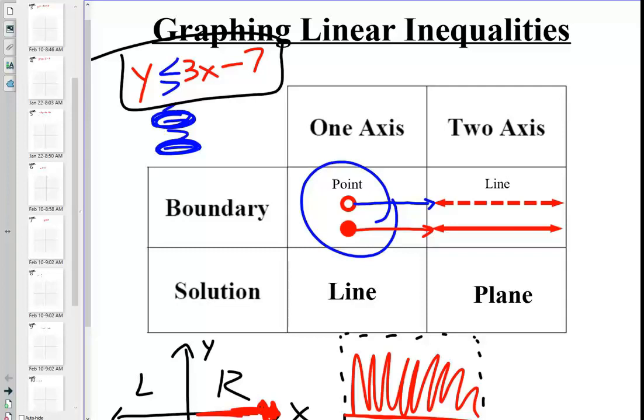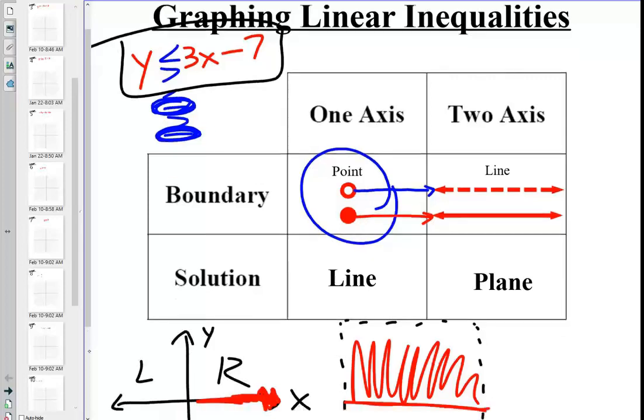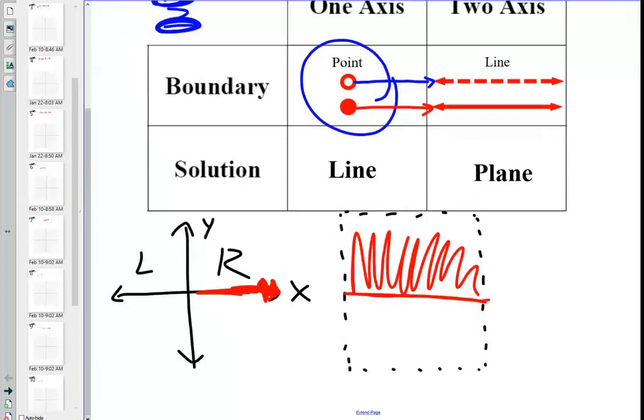What makes something be in slope-intercept? Y is by itself. So what are these going to have in common before we graph? Y is going to be by itself. What direction does the y-axis go? Up and down. So now when it comes to shading, we're not going to ask you left and right. We're going to ask you up or down.